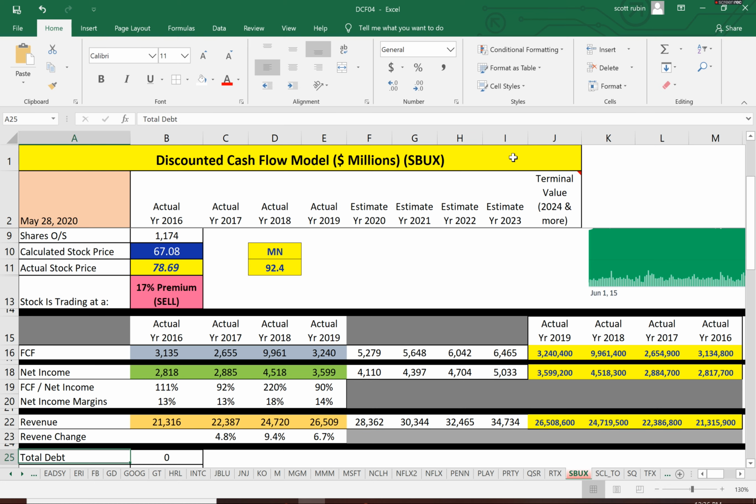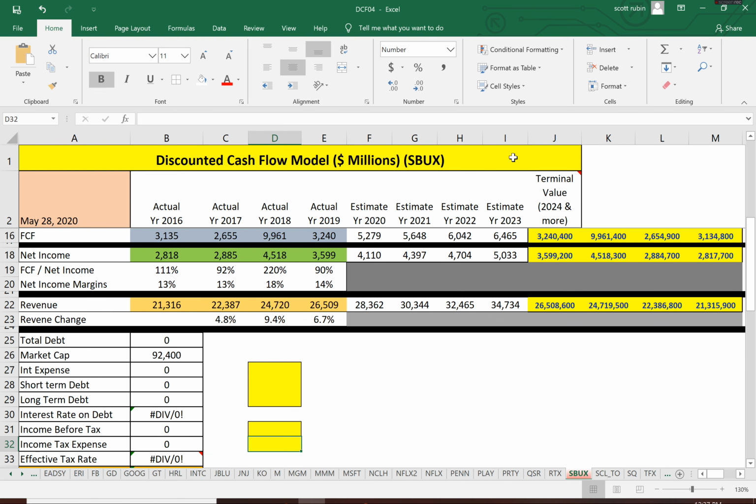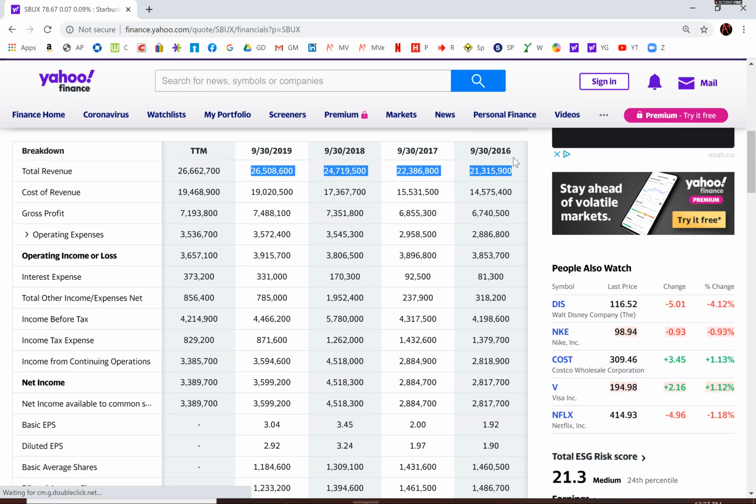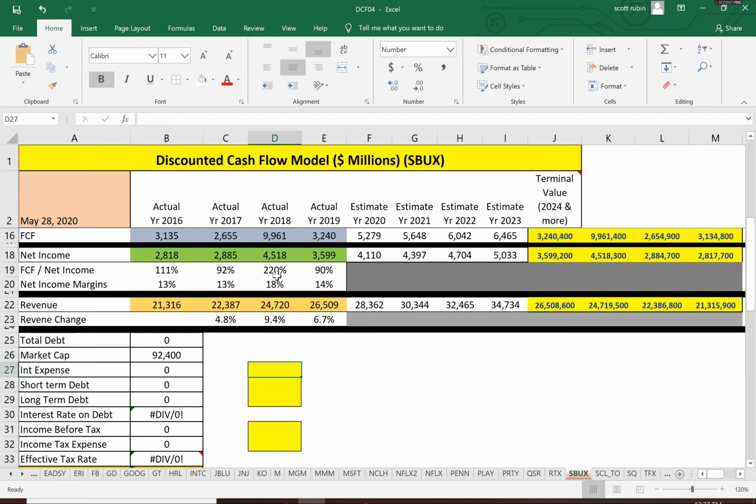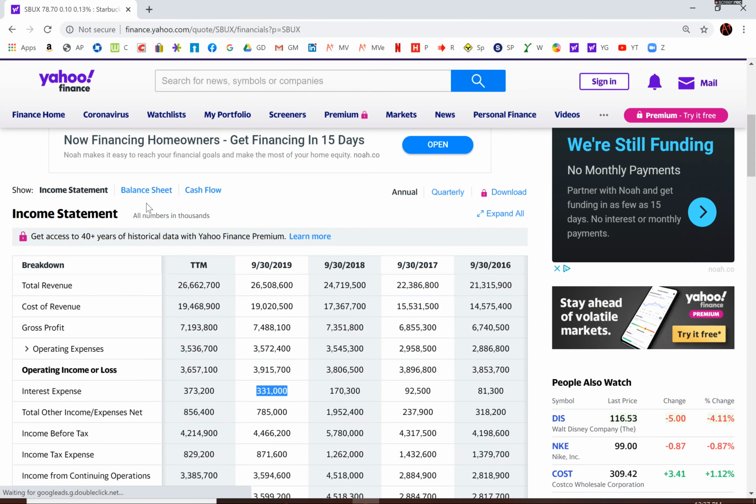Last step is revenue. So now we have the financials, so we calculated the free cash flow. Now we need to look at a capital structure to figure out what discount rate we're going to use to present value the cash flows. So the interest expense is the interest Starbucks paid on its debt, $331 million.